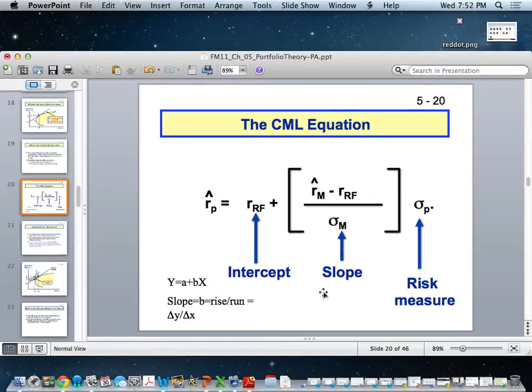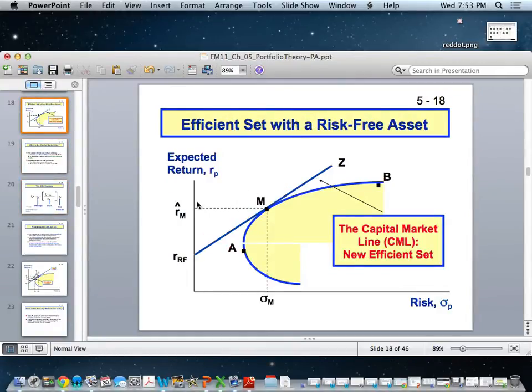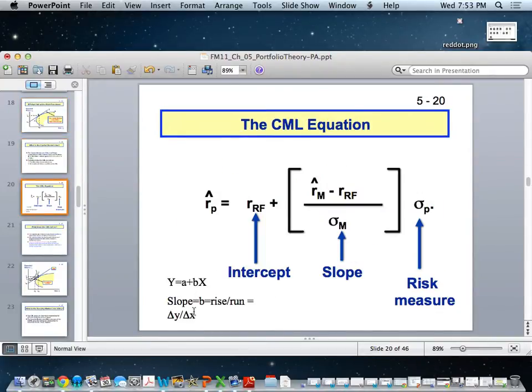It comes straight from a very elementary equation of a line, y equals a plus bx, where b is the slope. And what is b? B is rise over run, which is basically change in y over change in x. See, I'm not just throwing it in there. This delta y is actually Rm minus Rf, because that's your movement. That's your rise. What's your run? It's sigma m minus 0. We draw a line from here, sigma m minus 0. Why 0 here? Because the risk of the risk-free asset is 0. And so that's why, from this, it comes to this. So this line is basically y equals a plus bx, where x is your risk measure. And once again, the expected return on a portfolio is a positive linear relationship of your total risk. That's the capital market line equation.